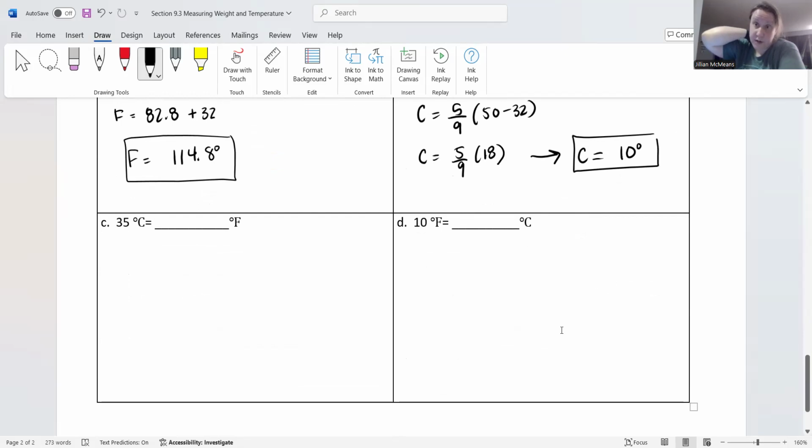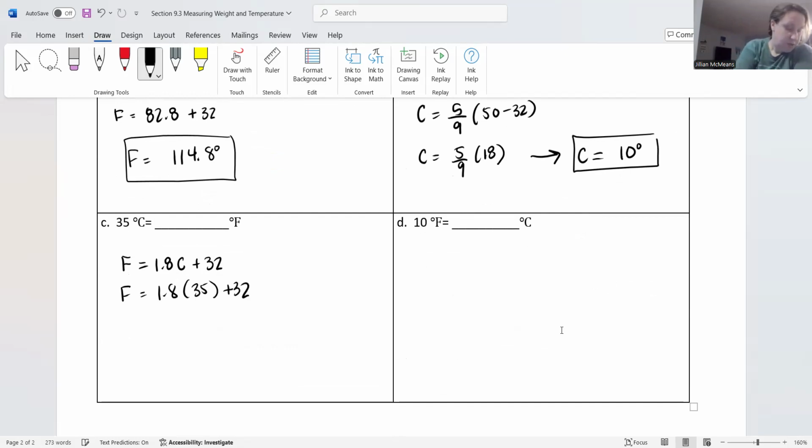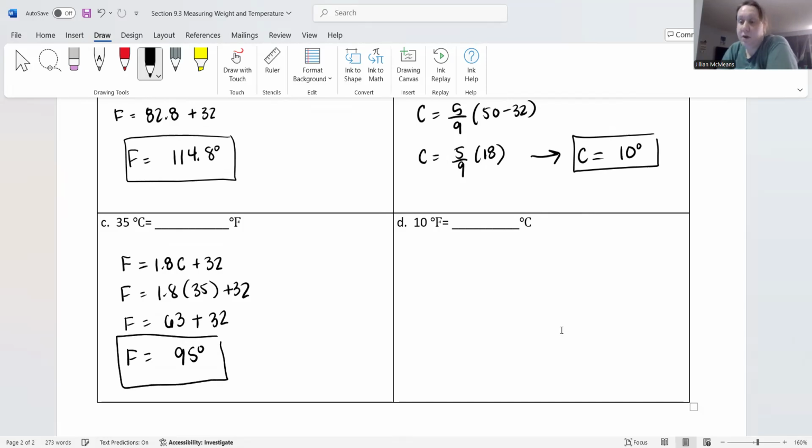So we have 35 degrees Celsius. We want to convert that to Fahrenheit. So we want to know, what does Fahrenheit equal? Fahrenheit equals 1.8 times degrees Celsius plus 32. So it equals 1.8 times 35 plus 32. Let's see, 1.8 times 35 is 63. So we get 63 plus 32. So we should get F equals 95 degrees. So Fahrenheit is 95 degrees, assuming you started out with 35 degrees Celsius.